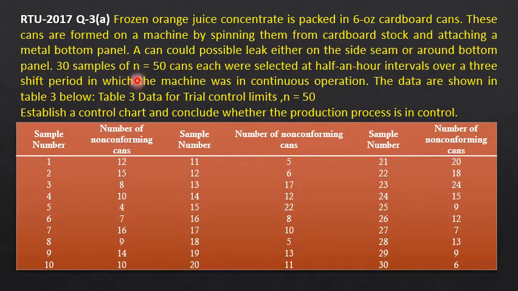30 samples of n equal to 50 cans each were selected at half an hour intervals over a 3-shift period in which the machine was in continuous operation. The data are shown in the table below. This is table number 3 given in the question, and in this table the data for trial control limits are given, and n equal to 50 is given. So establish a control chart and conclude whether the production process is in control.